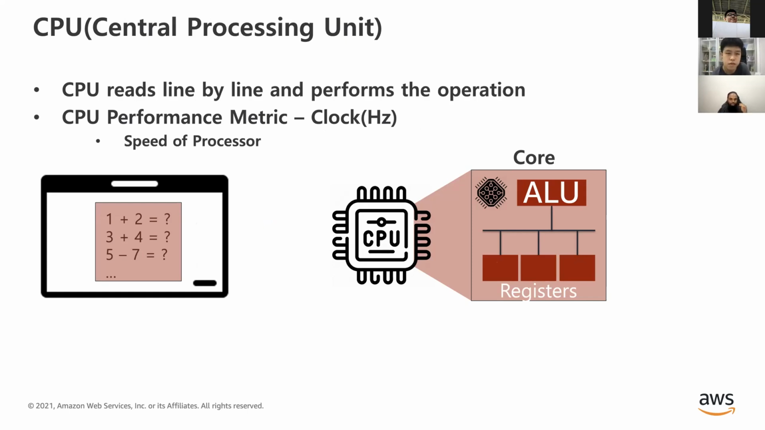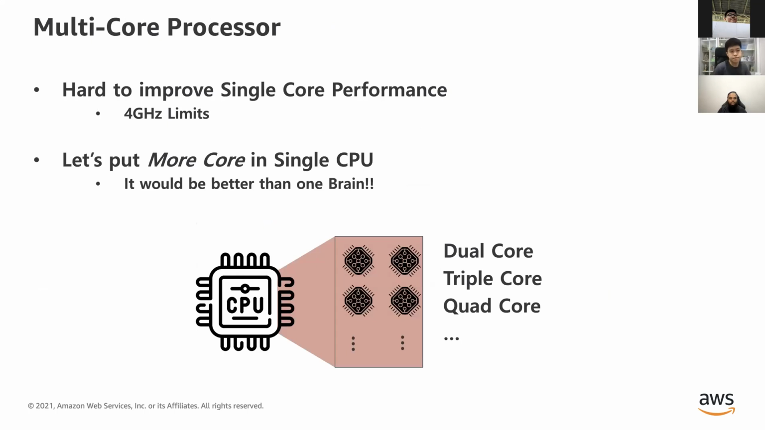So the CPU reads everything line by line. It's measured in a metric called clock hertz, and that's the speed of the processor. Now, if you want to scale this out, like if we want to scale our brain, what do we do, right? We have things available on the market. You can eat and drink. Maybe you can actually sharpen your skills by doing more exercises and things like that.